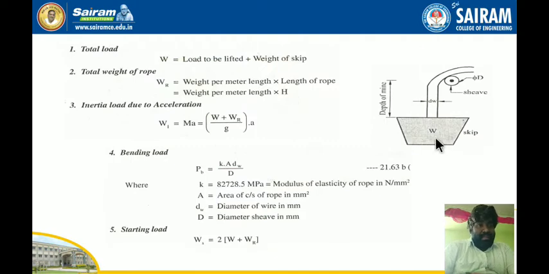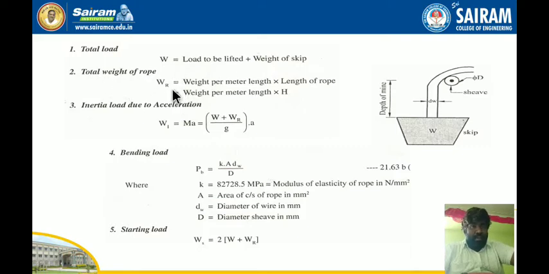So in this figure, this is W, the weight to be lifted, and a skip will be there, so that I also have to consider. The sheave is pi capital D, the wire is DW, and the depth of the mine. So the first step will be the total load. The total load can be calculated as the load to be lifted plus the weight of the skip. So both together you have to consider for the total load.